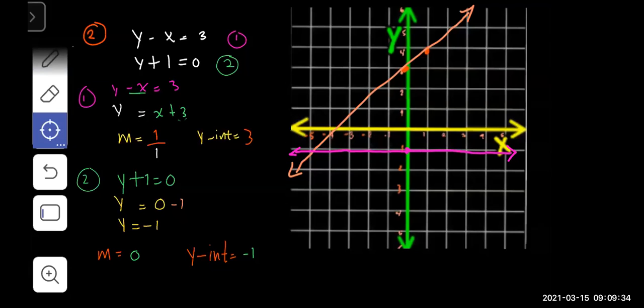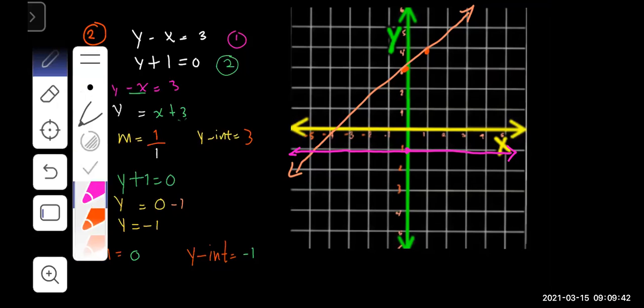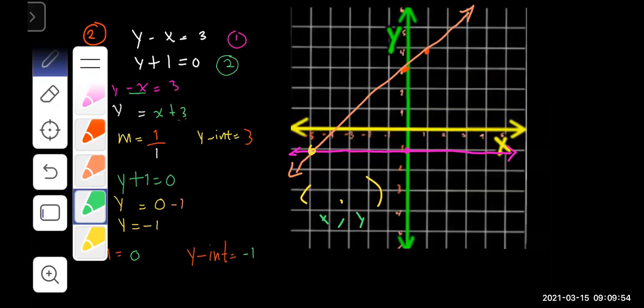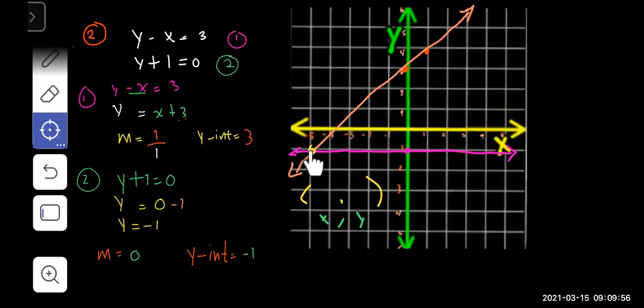Before giving the answer, let's use the app and check the answer. Maybe this is the point. What point is this, guys? Can someone tell me? How many for x and how many for y is that point? What is the value for x and what is the value for y? The y is -1, correct. But for x, this is x.